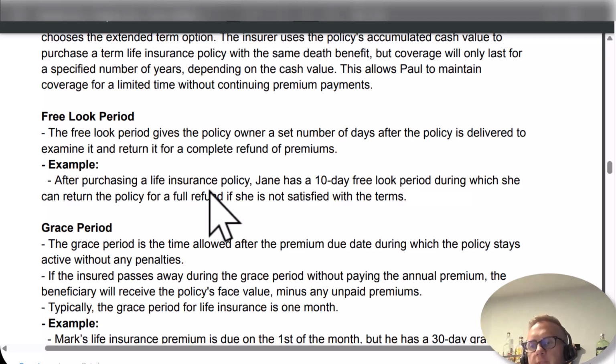After purchasing a life insurance policy, Jane has a 10-day free look period during which she can return the policy for a full refund if she is not satisfied with the terms. Okay, so a free look period is where they can get the money back for their first premium payment if they decide they don't want the policy anymore. So it's just a way for them to get out of it, essentially.